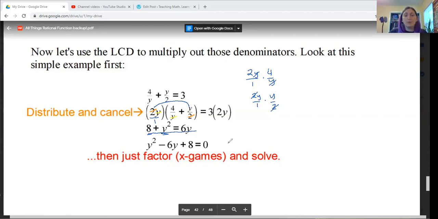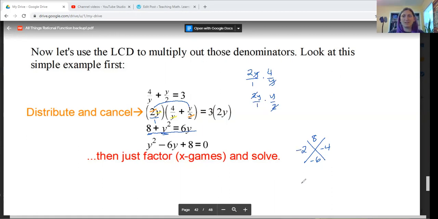Do a little rearranging, subtract your 6y, and ta-da, you've got a perfectly adequate quadratic equation that you all know how to solve with X games, right? I know I said I wouldn't. Multiplies to 8, adds to negative 6. What's it going to be? Think for a second. Oh, it's got to be 2 and 4. And the 4 is going to be negative. Wait, no, what am I talking about?